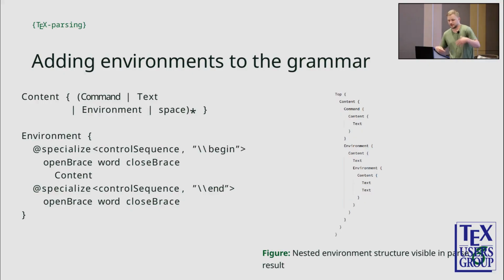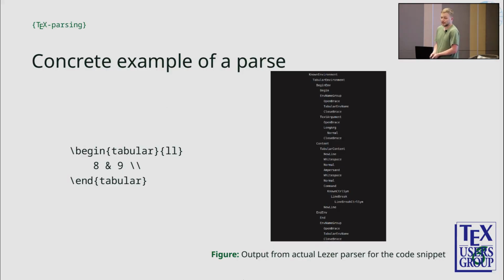So this is one example of adding some special behaviors to control sequences, but it really does expand to pretty much anything that we want to add support for. And that is the way that we're doing things in practice as well.